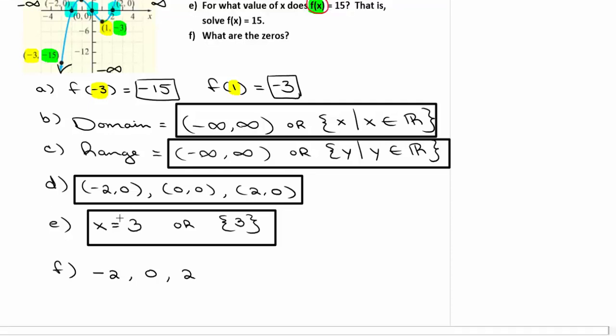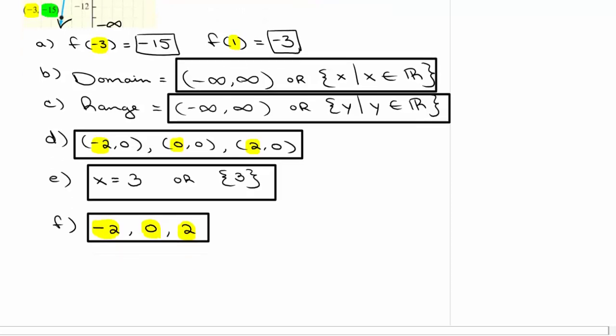And if anyone's wondering, how did she come up with those? Well, we actually could have used the x-intercepts that we had right up here and just looked at the x-coordinates. Negative 2, 0, and 2. So that's where they came from. Okay, let's move right along.